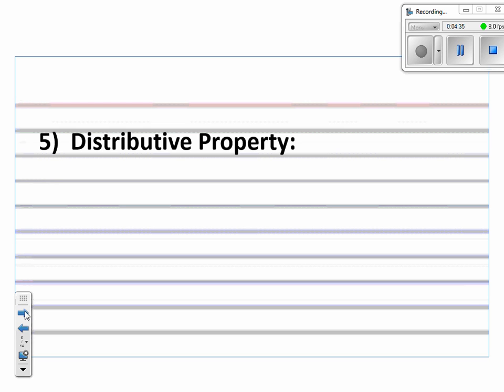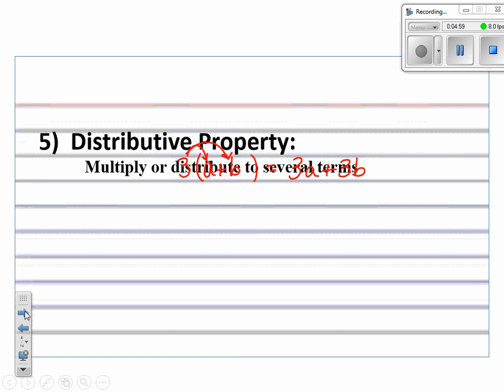And the fifth property is the distributive property. This is the one that most people can identify right away. This looks like 3 maybe, and you have some parentheses, a plus b. In algebra, we would distribute 3a plus 3b. We multiply a number by whatever's in those parentheses, or a value by whatever's in those parentheses. So you multiply or distribute to several terms.